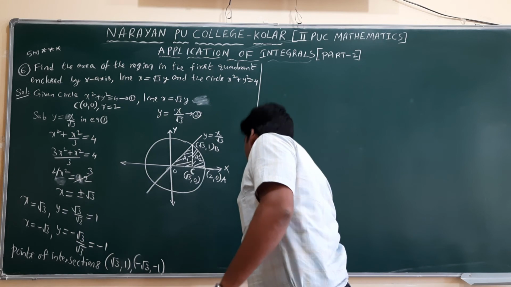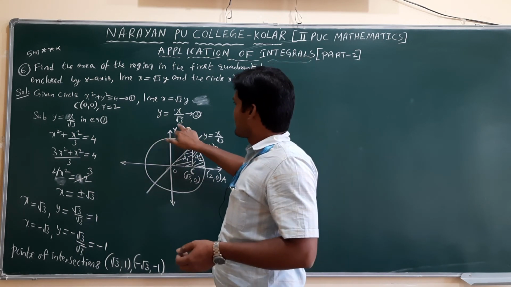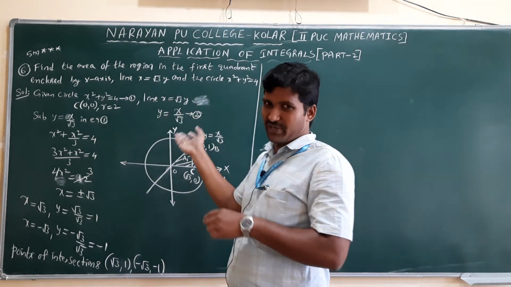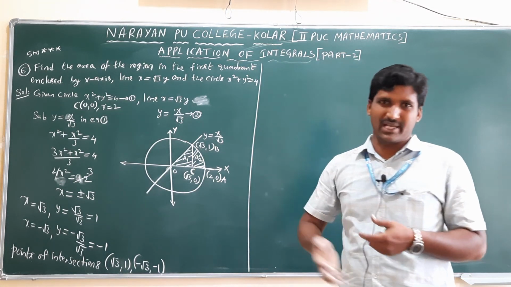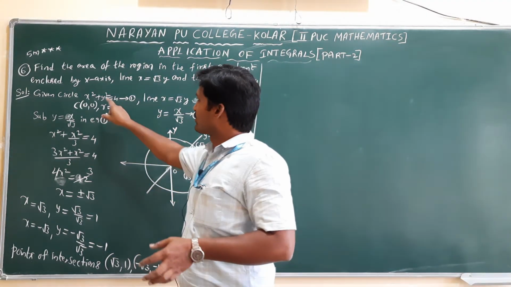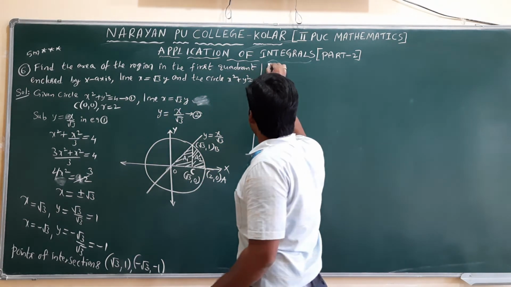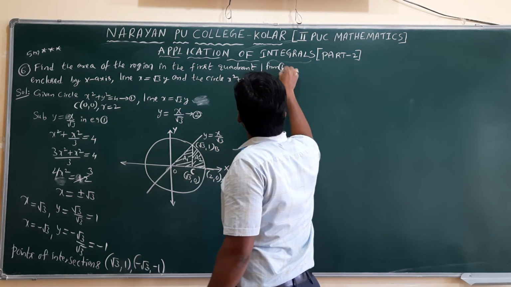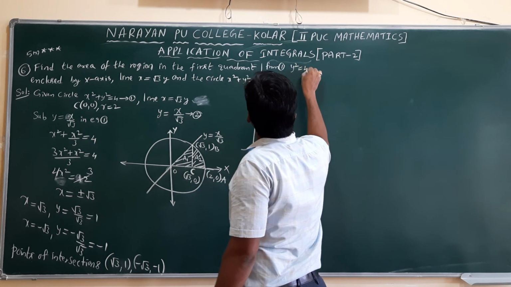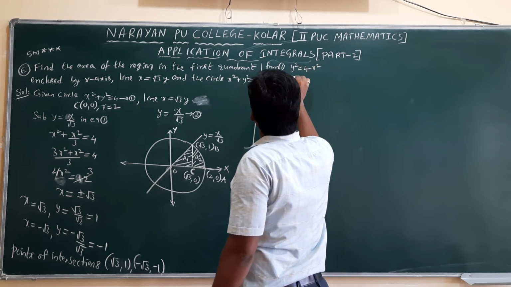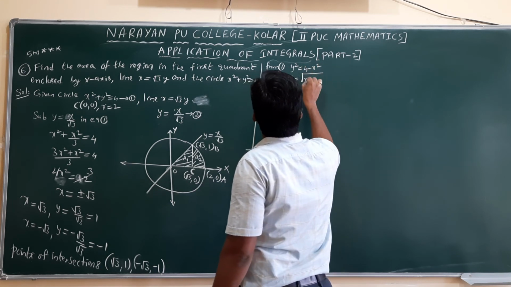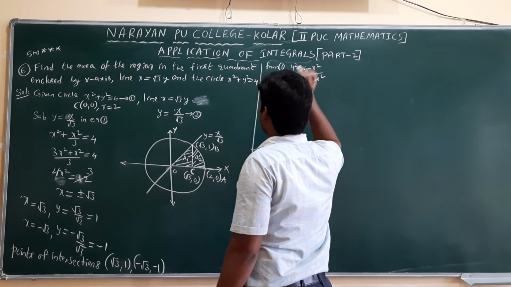The line is clearly y in terms of x, because I am taking the area with respect to the x-axis, and we need to convert the circle completely in terms of x. From x square plus y square equals 4, what will you get? y square equals 4 minus x square, so y is root of 2 square minus x square.